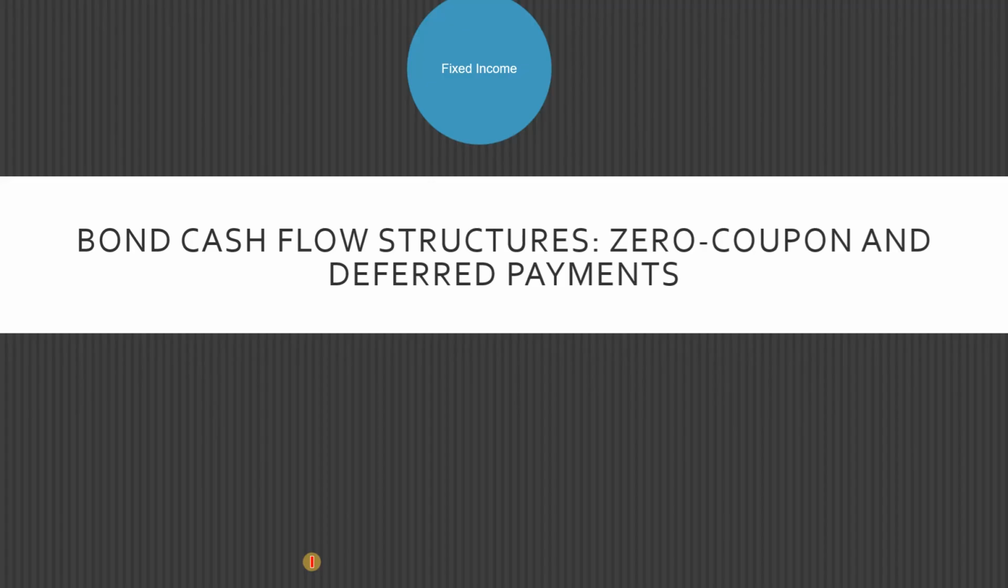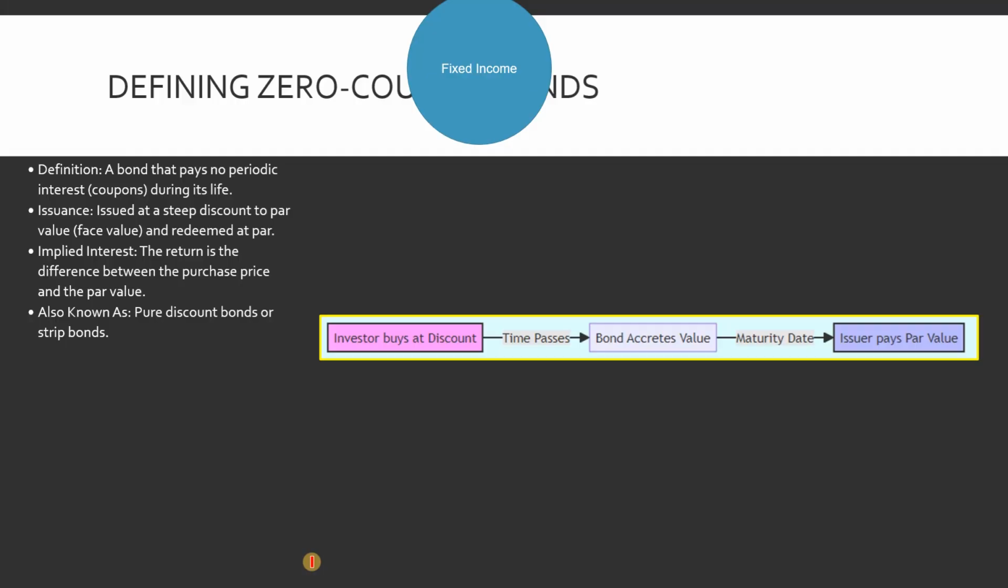So let's get started by defining first the zero coupon bond, which we have previously discussed, but let's reiterate this. Let's begin with the zero coupon bond, often called a pure discount bond. Unlike standard bonds that send you a check every 6 months, this bond pays no periodic interest at all. Instead, you buy it for a price significantly lower than its face value. For example, you might buy a bond for $800 today, and in 10 years, the issuer pays you $1,000. Your profit, or implied interest, is the $200 difference realized at the end.